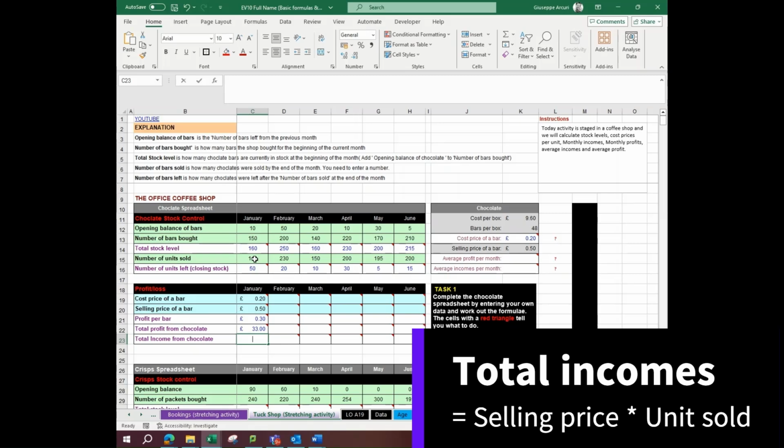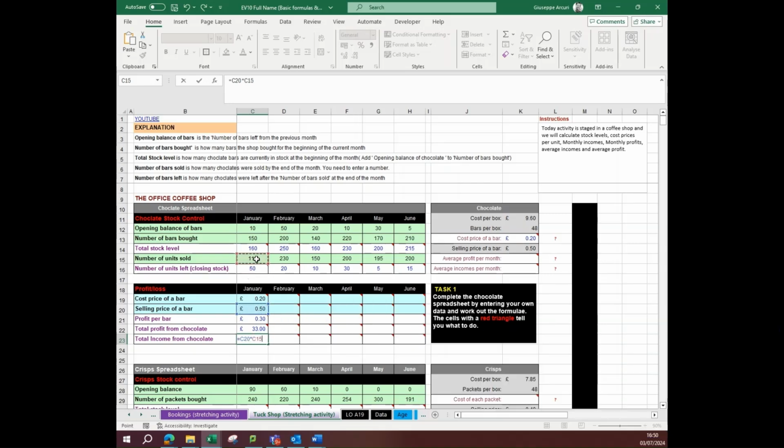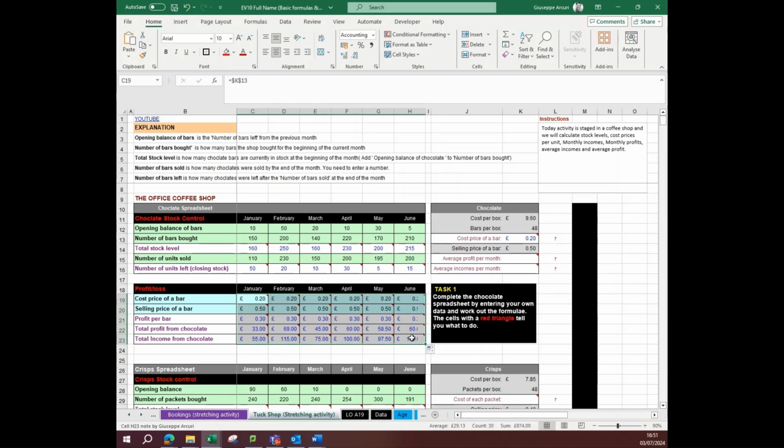Then the total income needs to be calculated by multiplying the selling price times the number of units sold, starting with equal and finalizing with enter. Finally, we apply all the formulas to the whole row by selecting all 5 cells and dragging the fill handle along the row or by copying and pasting.